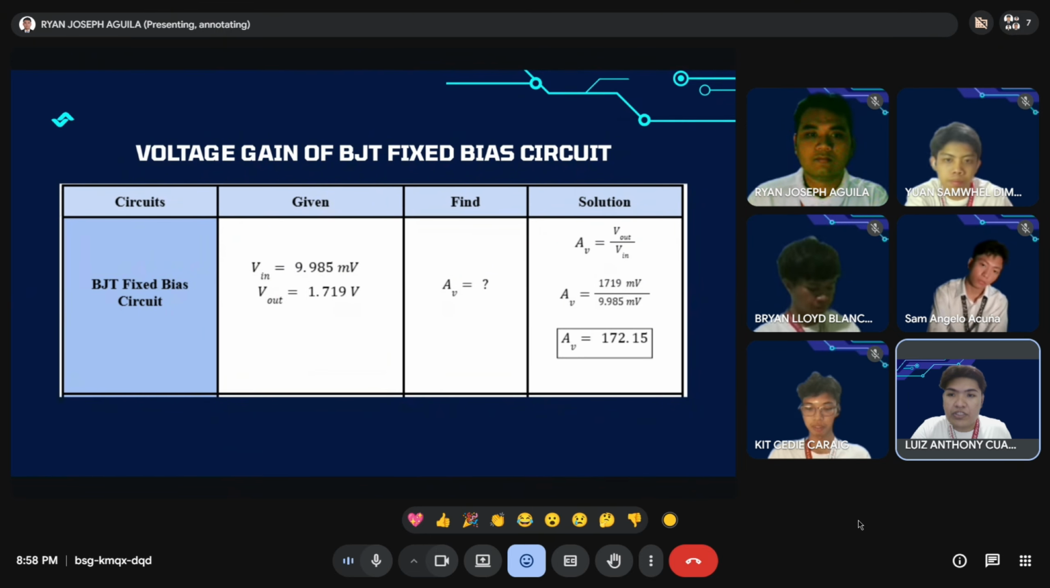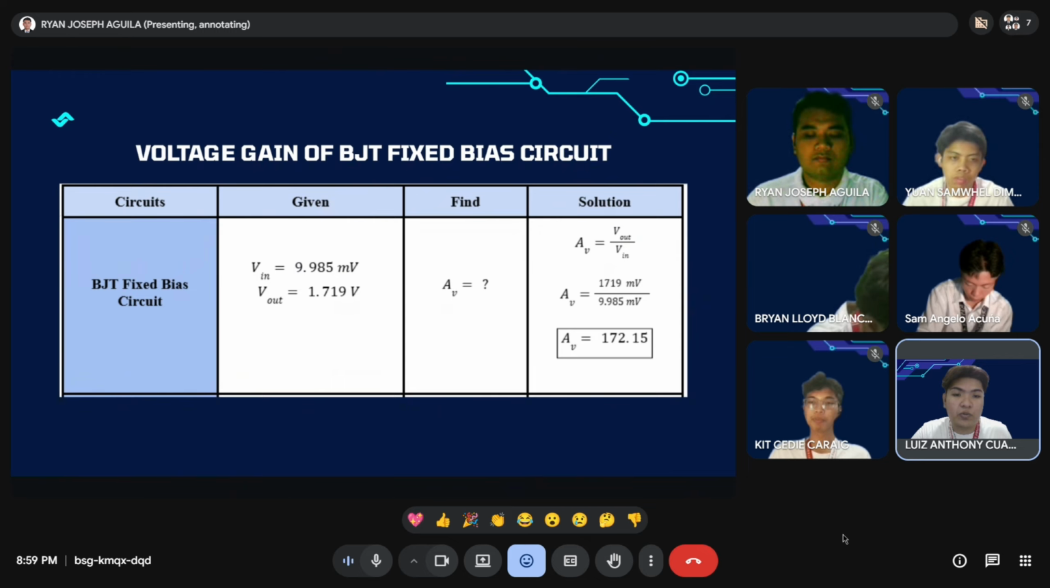For the manual computation of the voltage gain of the BJT fixed bias circuit, we can see that the input voltage of the BJT fixed bias circuit is 9.985 millivolts, and the output voltage is 1.719 volts. So finding the voltage gain, we use the formula Av equals output voltage over input voltage. We substitute the given, which is 1719 millivolts over 9.985 millivolts, which results in a voltage gain of 172.15.